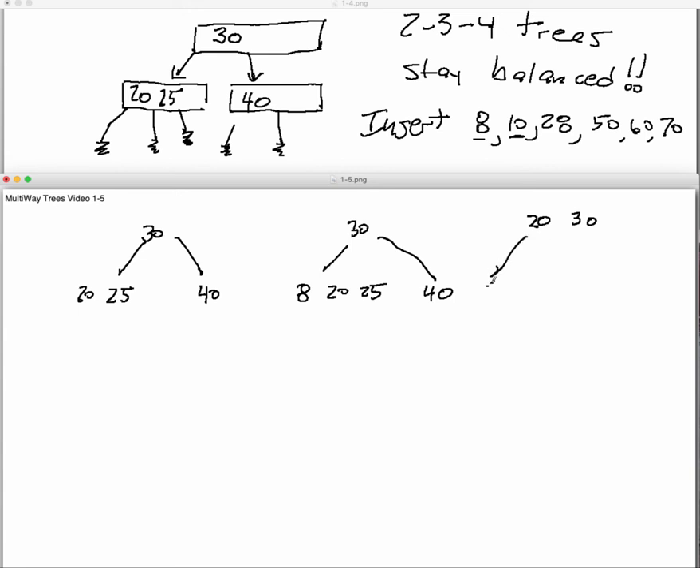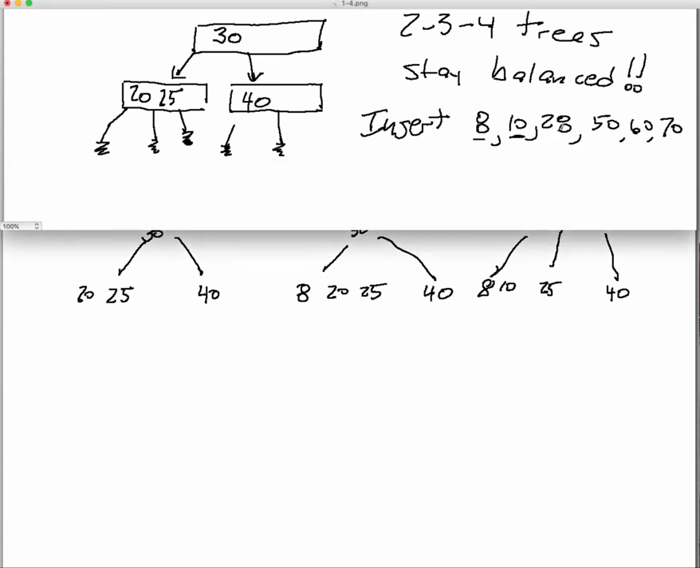So over here is 8. Over here is 25. And over here is 40. Does everybody see what happened over here? The 20 got kicked upstairs, and then I had 2 children left. Okay, I have to go ahead and insert the 10 now. The 10 is going to go in this node right here. Everybody okay with that?